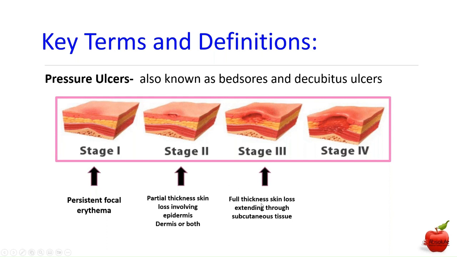We move on to stage three. That's full thickness because now it is going from the epidermis, the dermis, and now we're touching on the subcutaneous tissue or the fat. You see how now that would be more severe because now you're getting into deeper layers of the skin. When you get to stage four, this is not only persistent focal erythema, but now we have necrosis of the soft tissue. So we have gone from the epidermis down through the dermis.